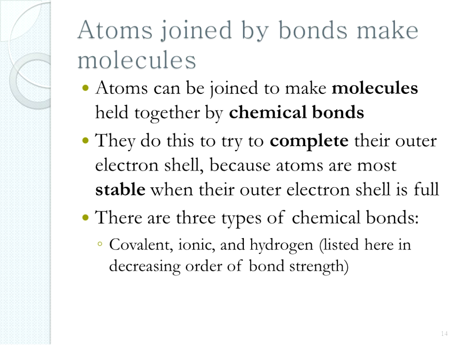So atoms want to have a full outer electron shell. They're trying to seek a complete outer electron shell. And so what ends up happening is they can be joined together to make molecules held together by chemical bonds, trying to be stable and have a full outer electron shell. There are 3 types of chemical bonds that we'll talk about, and I have them listed here from the strongest to the weakest.